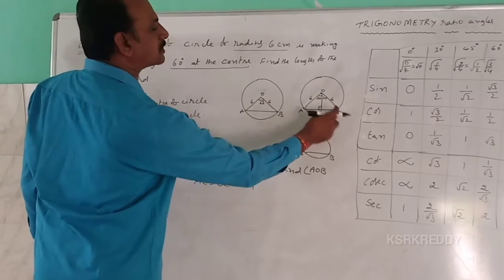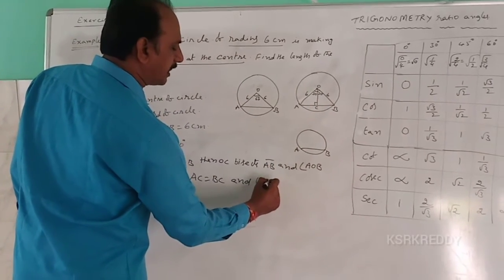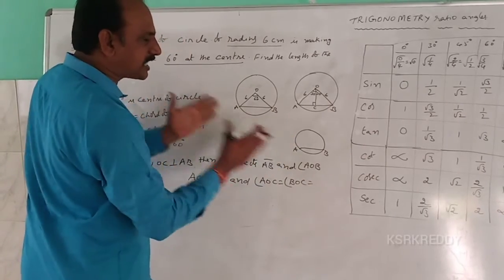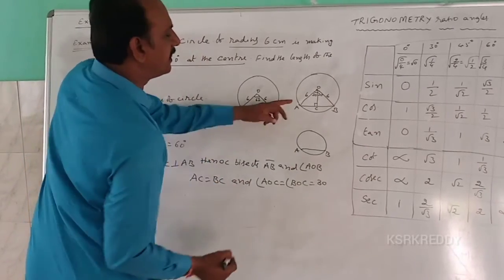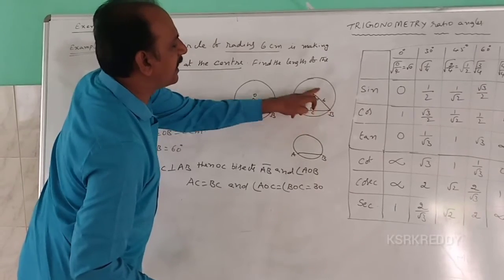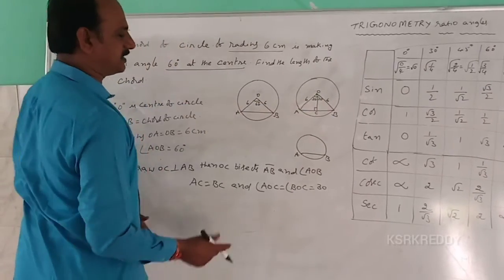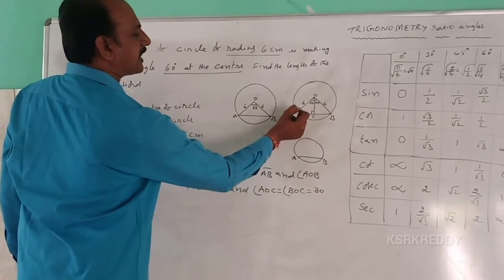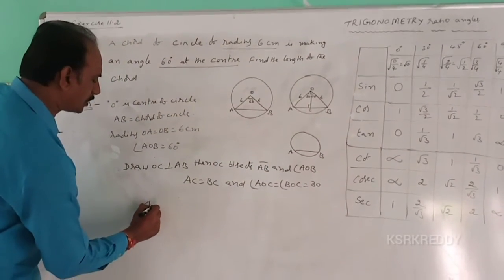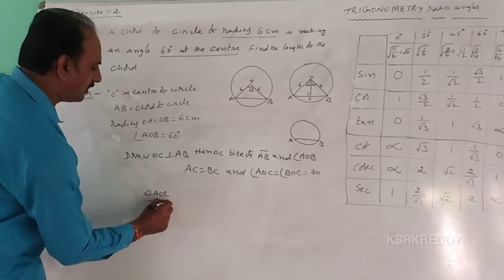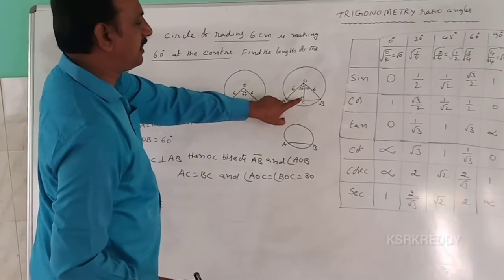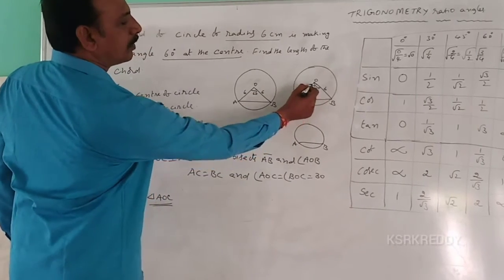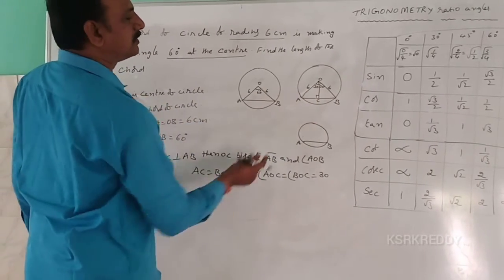That means angle AOC equal to angle BOC. Angle AOC equal to angle BOC equal to 60 degrees divided into equal parts, that is 30, 30. Angle AOC is 30, angle BOC is also 30 degrees. Next observe triangle AOC. Which type of triangle is triangle AOC? It is a right triangle. The right angle's opposite side is the hypotenuse, so OA is the hypotenuse.